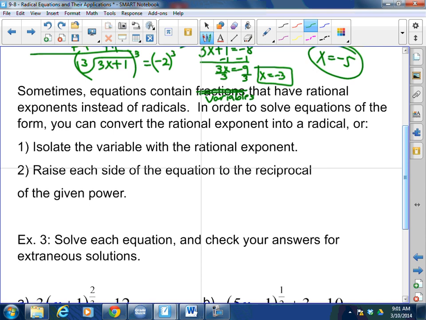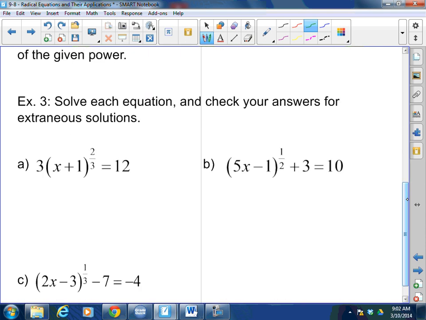Or you can isolate the variable with the rational exponent and then raise each side of the equation to the reciprocal of the given power. It really doesn't matter to me. I'll show you what I mean right now. Here, I would divide by 3, of course. So I have x plus 1 to the 2/3 equals 4. Now, I can convert this to a radical, make it the cube root of x plus 1 squared, or I can go ahead and raise it to the 3/2.